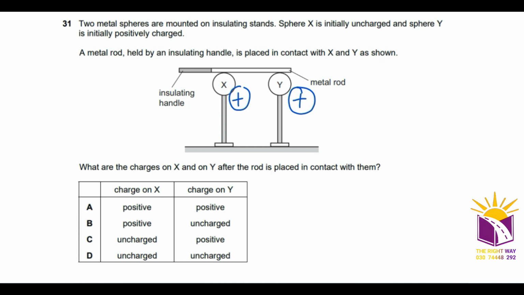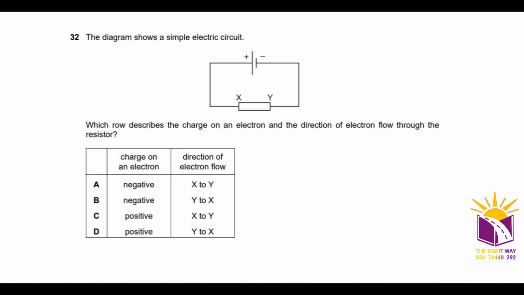No, some of the electrons from X move toward Y and combine with the positive charge, making it somewhat neutral, but some positive charge remains on it. So we have the right option. Charge on X is positive and charge on Y is also positive, because both become positive.